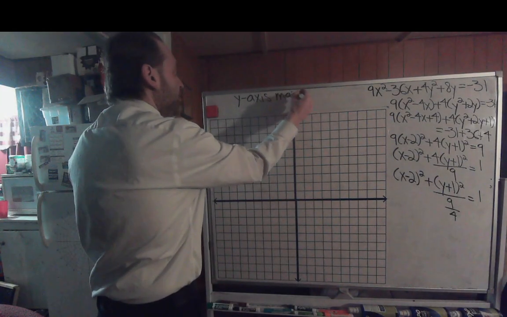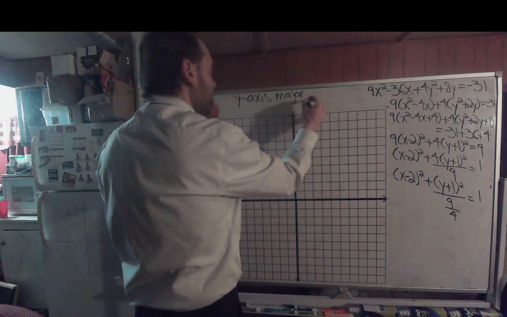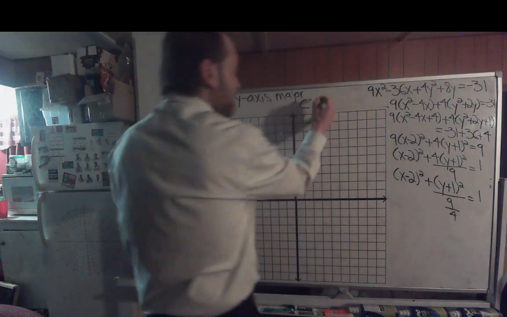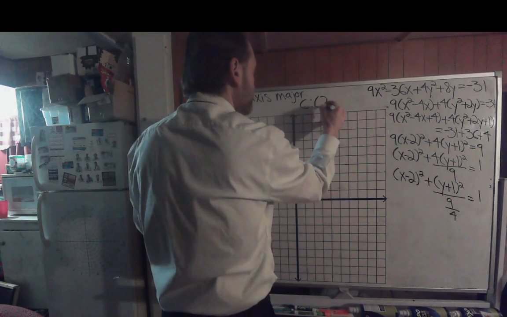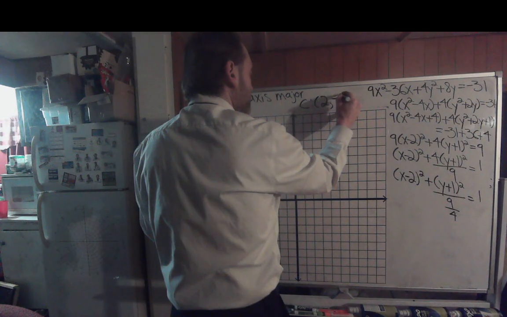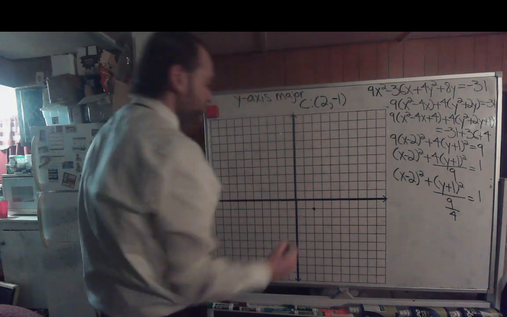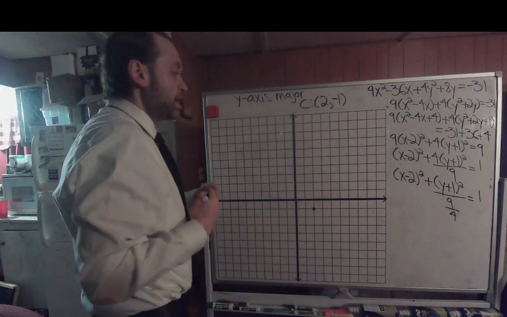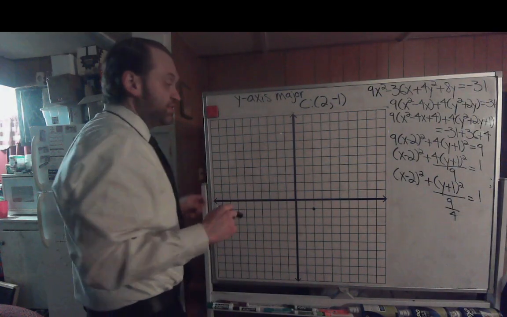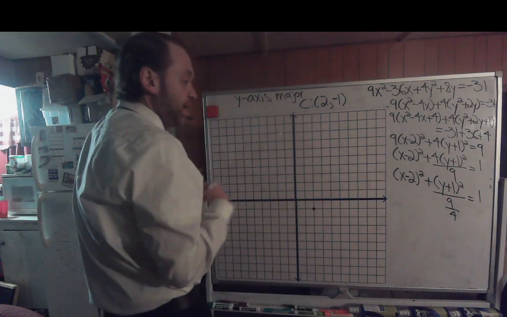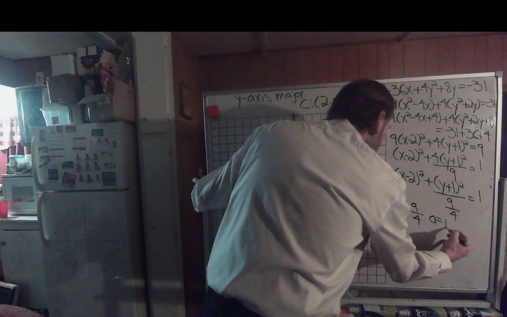Now, having said that, what is the center? The center, of course, would end up being x minus 2 equals 0, so you have 2. And then y plus 1 equals 0, so y would equal -1. So your center is going to be at (2, -1). Now, we've determined that the y-axis is your major axis. So a squared equals 9/4. So that means a equals plus and minus 3/2.